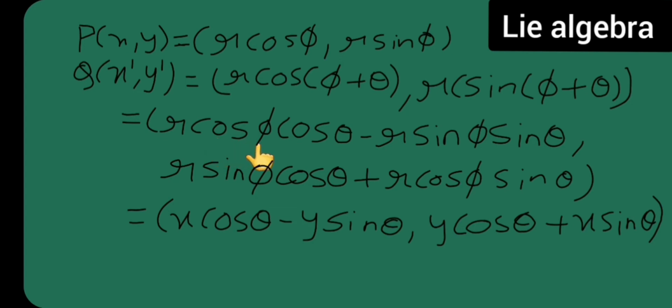Then r cos of phi cos of theta minus r sine of phi sine of theta, comma, then we are doing it for this r sine of phi cos theta plus r cos of phi sine theta. So remember, for this sine of phi plus theta we have used a formula, and for this also we have used a formula. Okay, now what you will get here, r cos of phi is nothing but x, and r sine of phi is y.